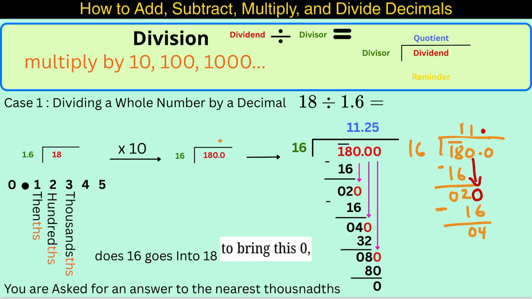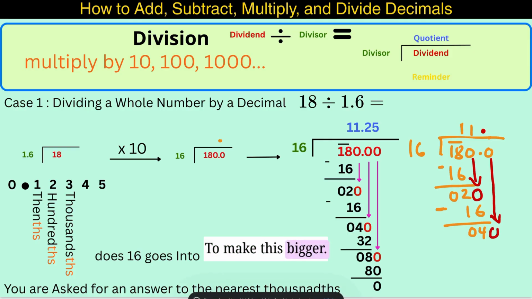The next step is to bring this 0 down. Why? To make this bigger. So here what I'm doing, I'm borrowing.